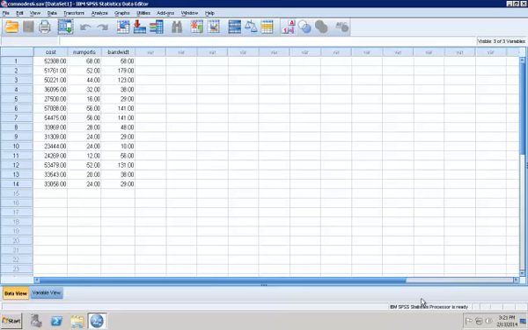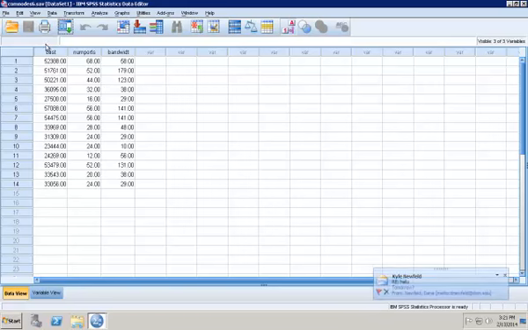This video will walk you through testing assumption 3, which is that the errors are normally distributed using SPSS. To do this, we're going to use the measures of leverage, Dfits, and Cook's D. Here I'm looking at the data set ComNode 6.